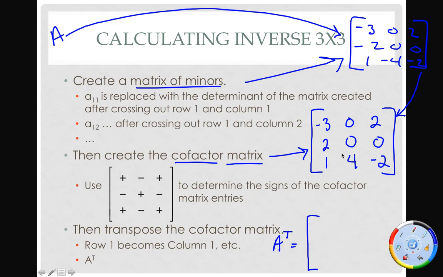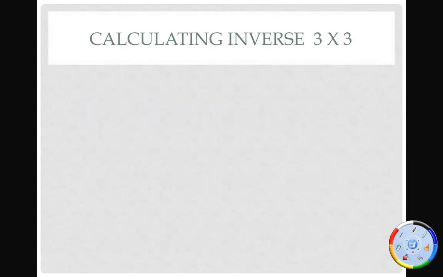But the transposed matrix is now: row 1 becomes column 1, so -3, 0, 2. Row 2 becomes column 2, so 2, 0, 0. Row 3 becomes column 3, so 1, 4, -2. That's pretty simple. But that's still not the inverse yet. So I'm writing this down so I don't forget it. Hold on tight, we're almost done.